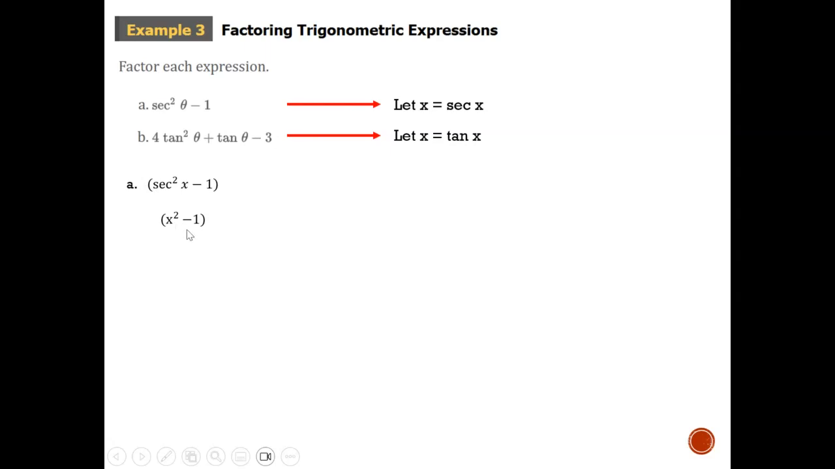And this is something very, very common, guys. This is a difference of two squares. This will give us x minus 1 and x plus 1.